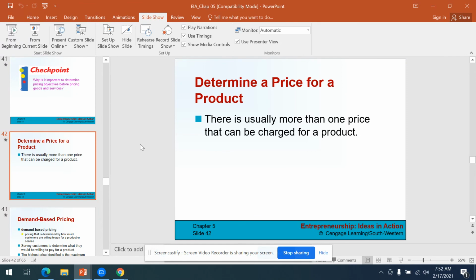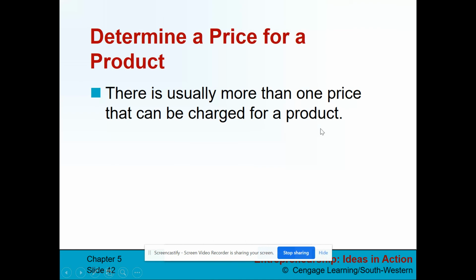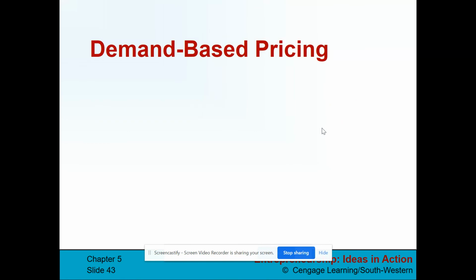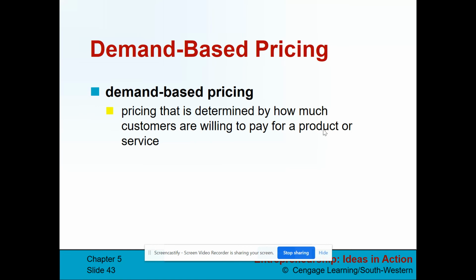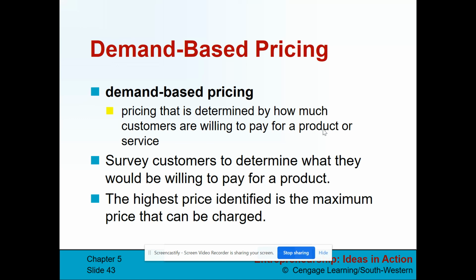All right. So determine a price for a product here. There's usually more than one price that can be charged for a product. Demand-based pricing is pricing that's determined by how much customers are willing to pay for a product or service. Survey customers to determine what they would be willing to pay for a product. And the highest price identified is the maximum price that can be charged. All right. So very good.